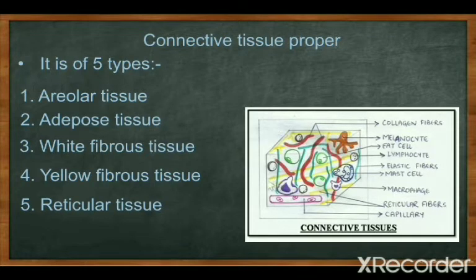Next one, you see that adipose connective tissue. Adipose means fat, that is, the tissue which has an abundance of fat, and deposition of fat is called adipose connective tissue. Especially you see that in the polar bear: below the skin of the polar bear there is a layer of fat. That fat is called blubber, which protects their body.